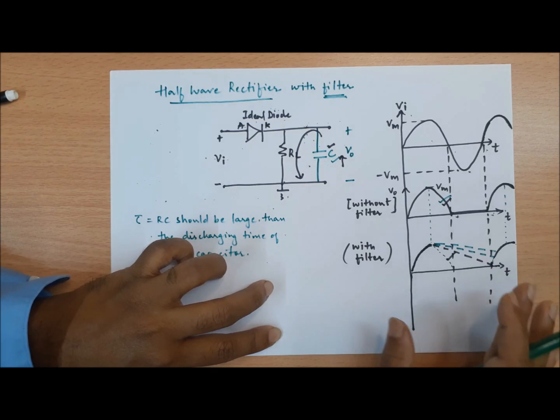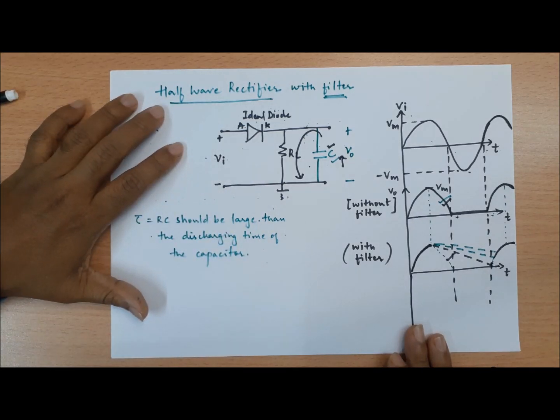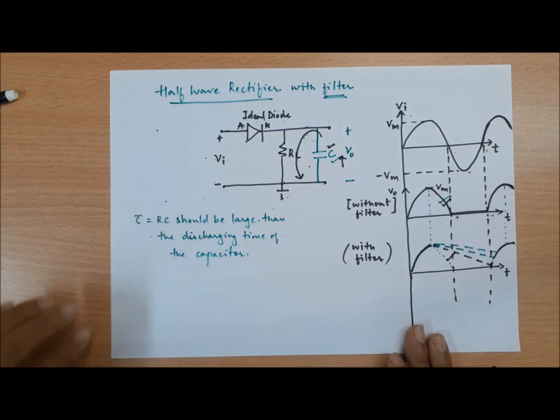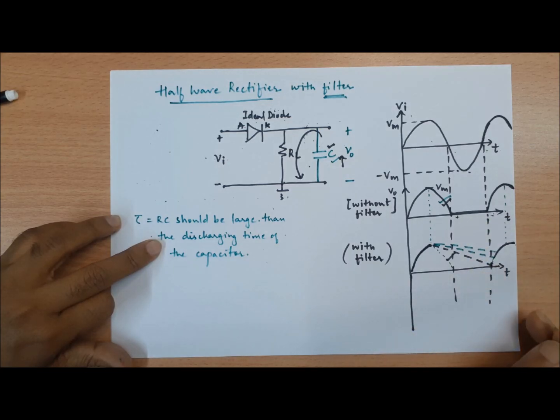But still, as I had already mentioned, a half wave rectifier is not that efficient, so we will have to go for a full wave rectifier circuit. One more point to be observed here is that the time constant RC should be large enough. The discharging time of the capacitor has to be considered here, which means RC should be large enough compared to the discharging time of the capacitor. Only then can we understand the concept in a better way.